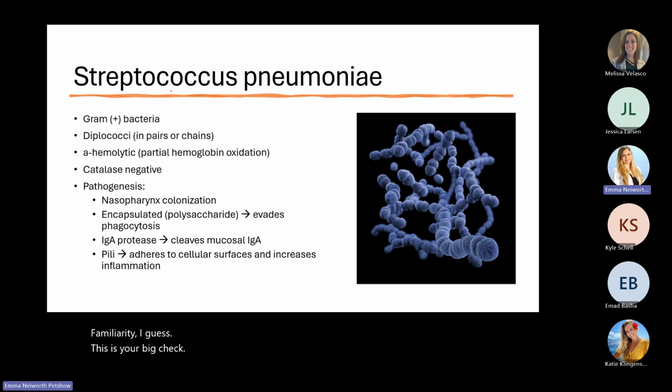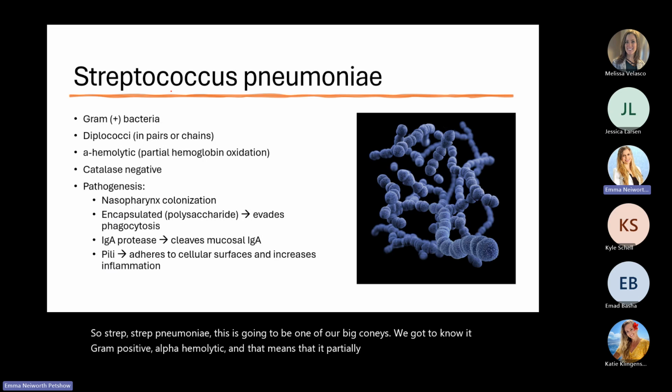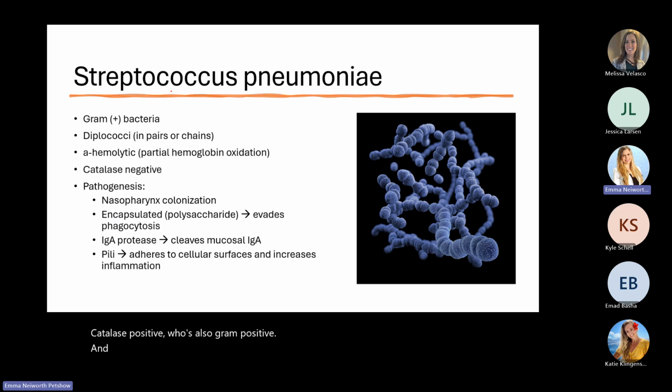So Strep pneumoniae. This is going to be one of our big ones. We've got to know it. Gram-positive, alpha hemolytic. That means that it partially breaks down hemoglobin or partially oxidizes hemoglobin. It's diplococci, so it's going to be circular in pairs or chains. That's what it will look like. It is also catalase negative, so it can't evade that respiratory burst as well, at least not using catalase.